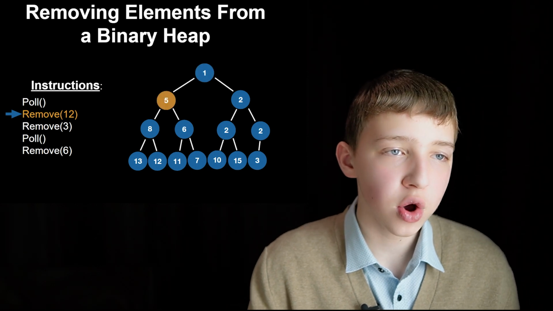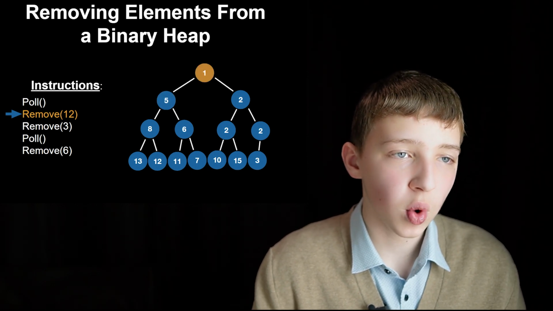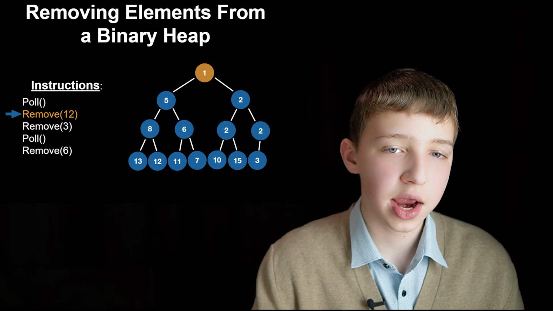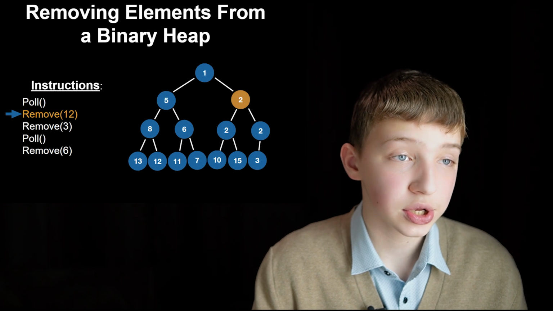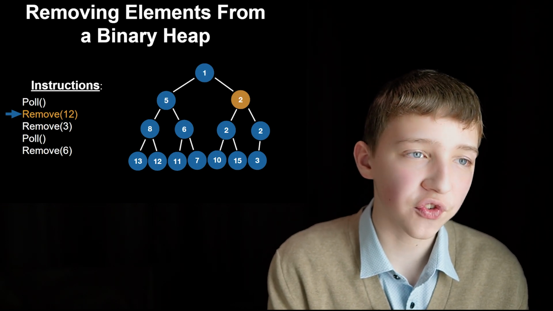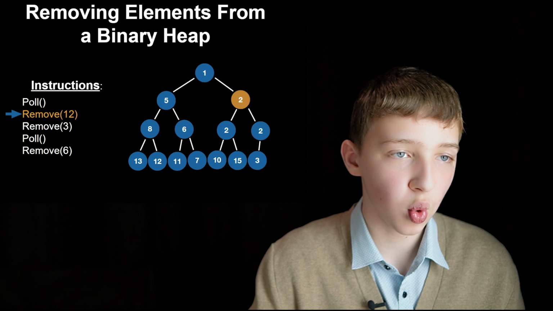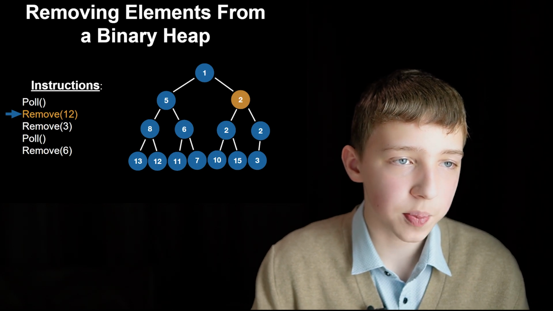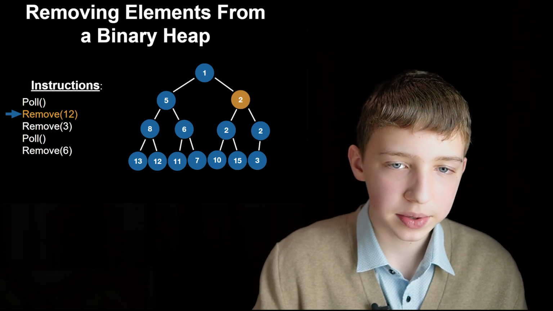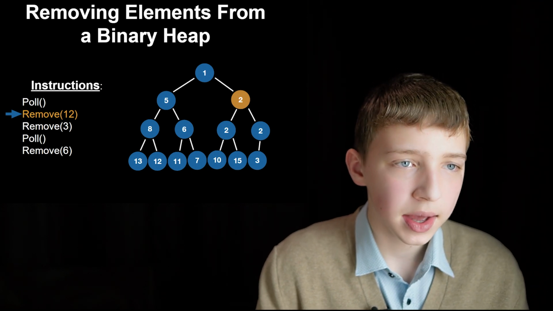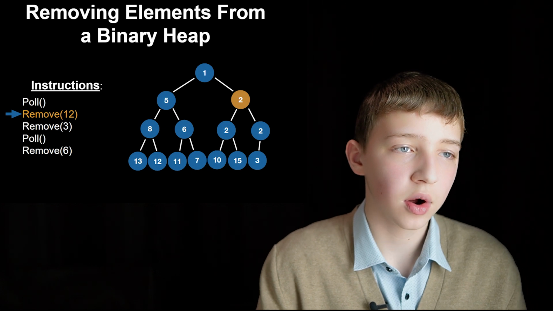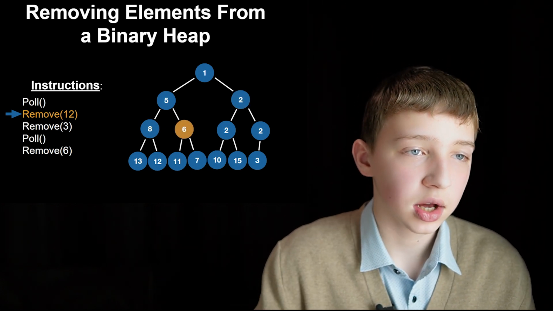So we're starting from the root node. 1 is not 12, and we're going to the next layer. 5, 2 also are not 12. So the values of these nodes are not equal to 12, and we're continuing to process every element in the priority queue, in the binary heap, before we meet 12.